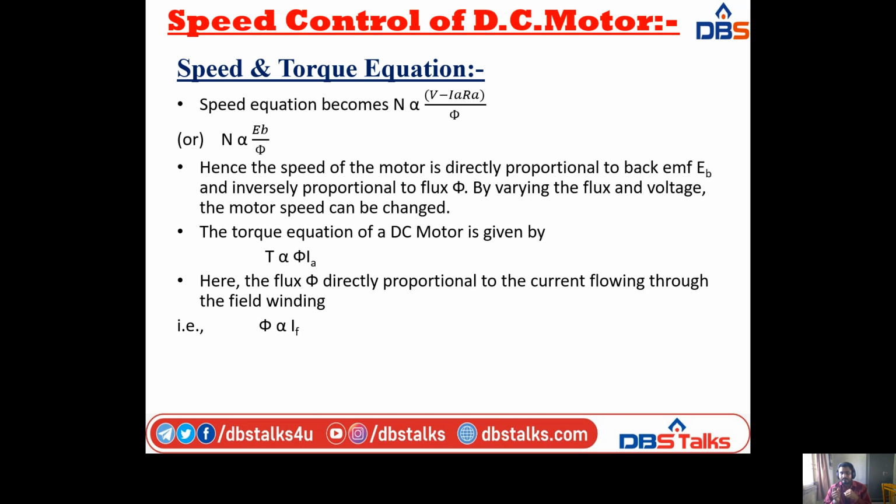From that, I am taking T is proportional to phi into Ia, that is the product of flux and armature current. Here the flux phi is directly proportional to the current flowing through the field winding, that is, phi is directly proportional to If also.